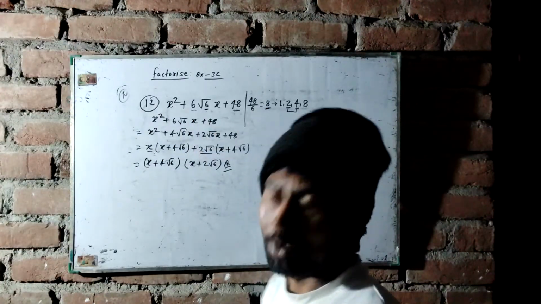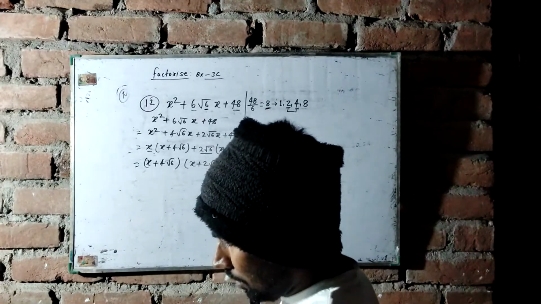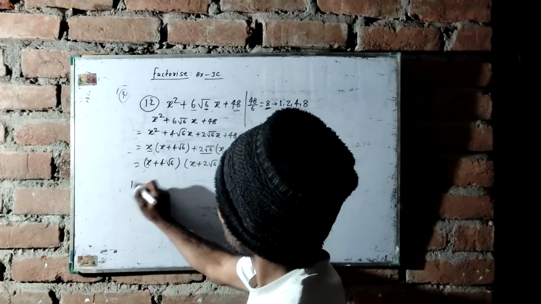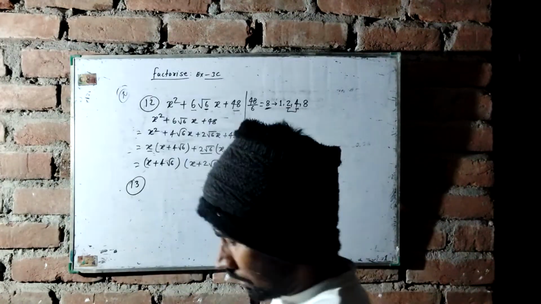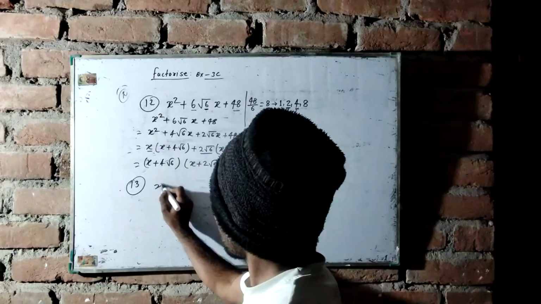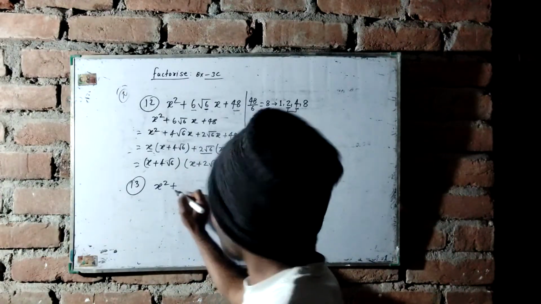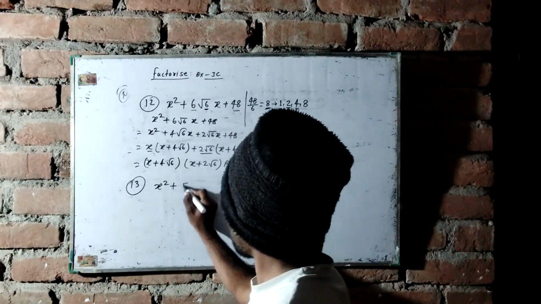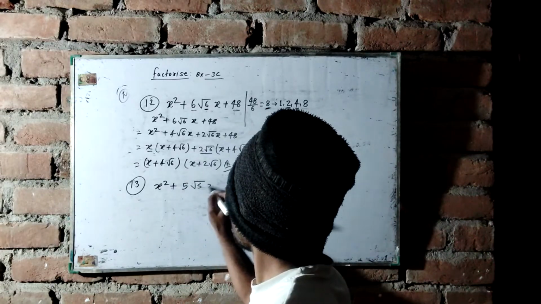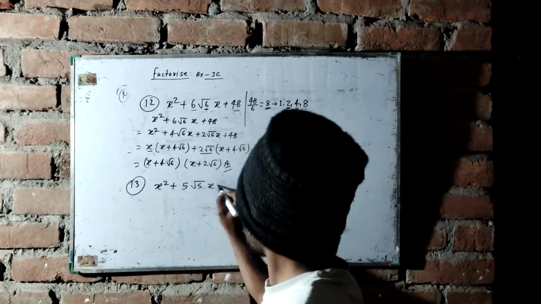Now let's go ahead to the next question. Question number 13: x square plus 5 under root 5x plus 30.